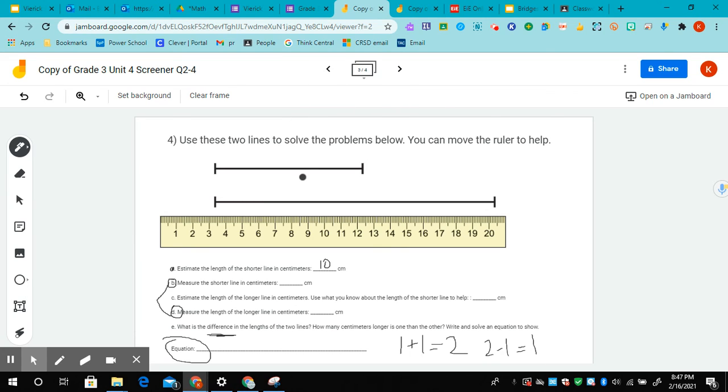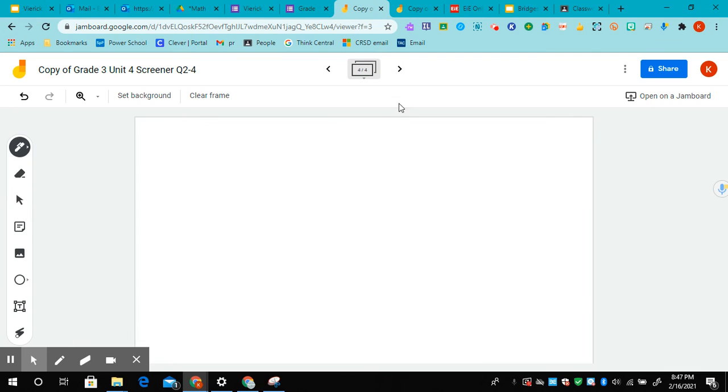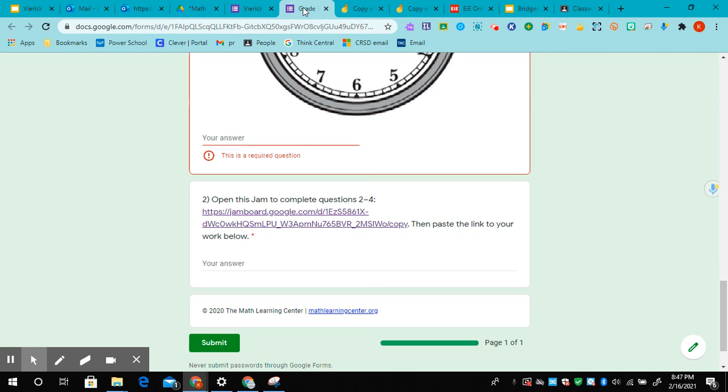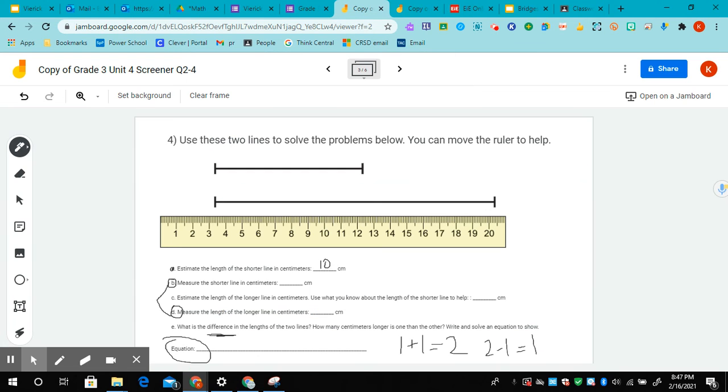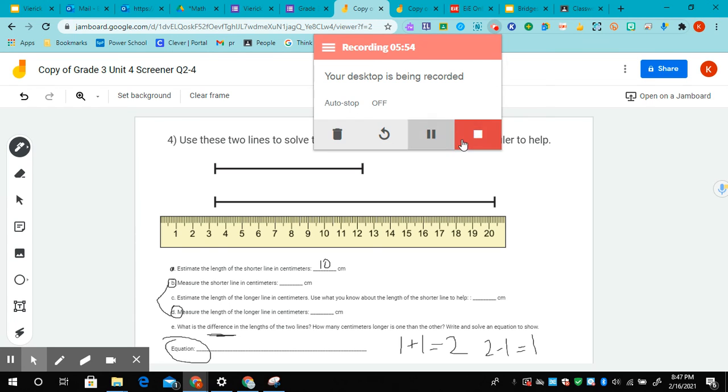And then once you are done with that, oh, you don't want to keep creating frames like I do. It says you have to paste the link to your work below. So what you'll do then, oh, I'm hitting the wrong button here, is copy and paste your work below. And just a moment.